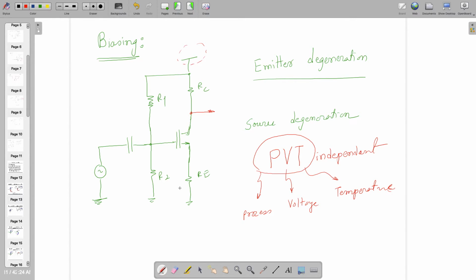That's why we are designing this, and it has to be robust against all the PVT. Right? Okay, what is the role of adding RE, by the way? Degenerating, that's the name of the resistance. So why are we adding this? If we don't add that, what is going to happen?